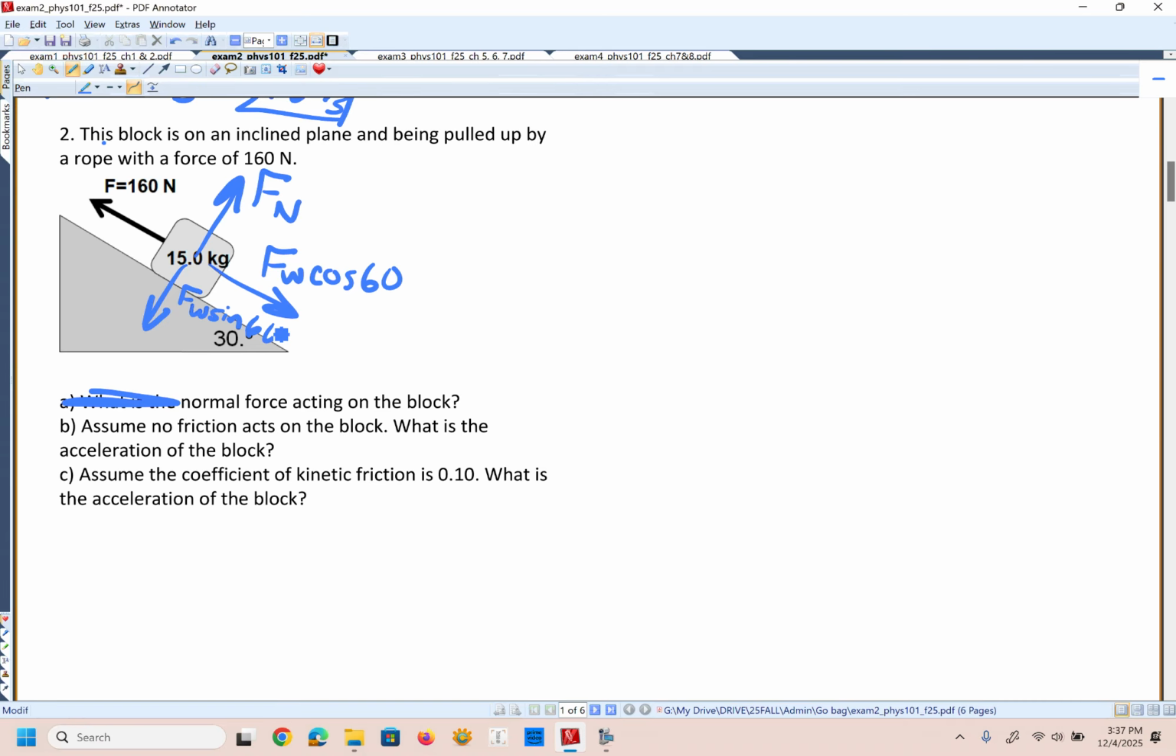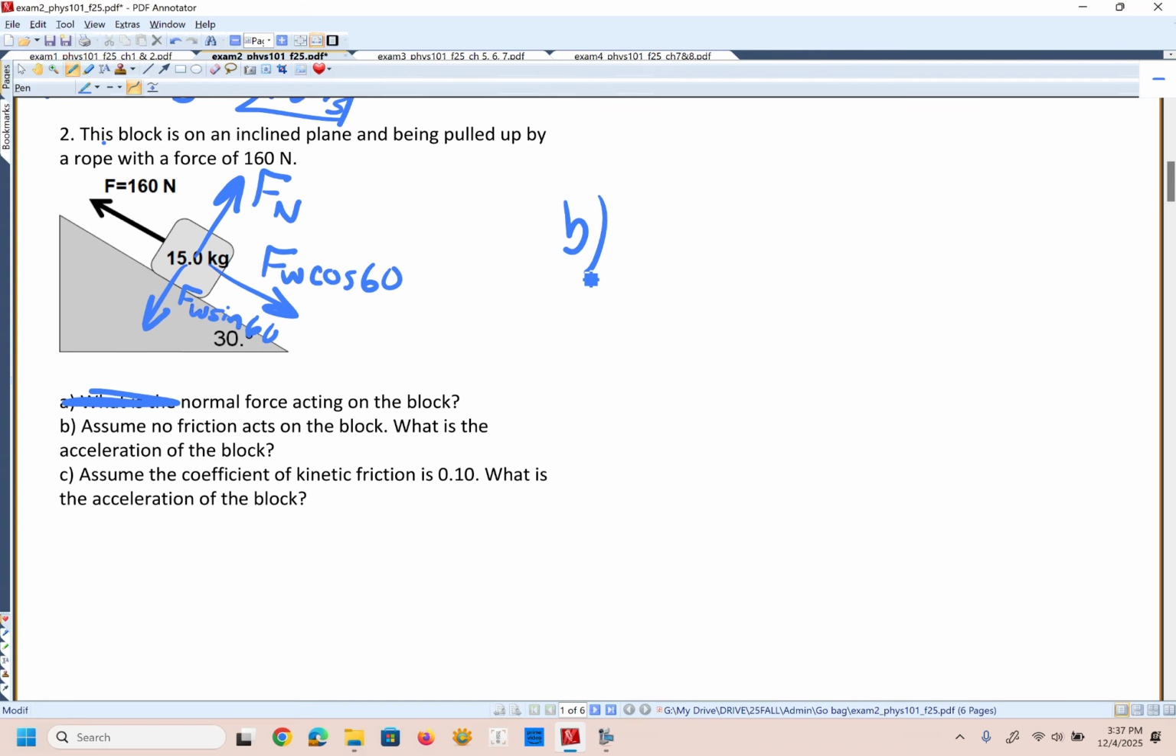All right, what I did there is there's normally a force weight vector there. Since this angle is 30 degrees, the angle between it and the x-axis would be 60 degrees. And so I just find the x and y components. There is another force, the frictional force, but I'll wait to put it on until part C. So let's start with part B.